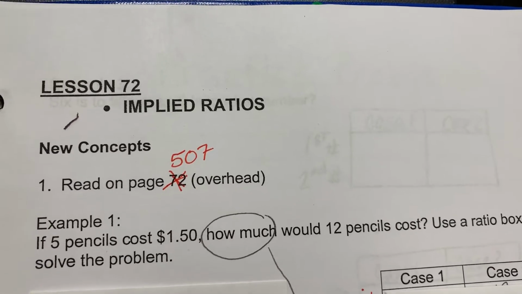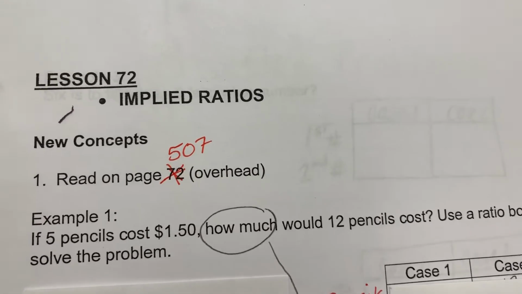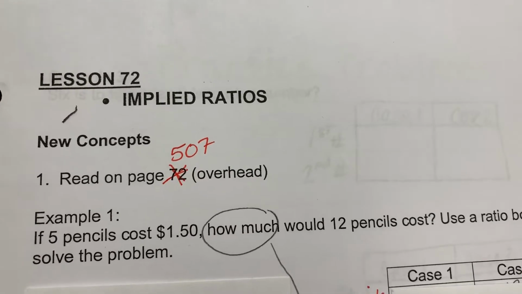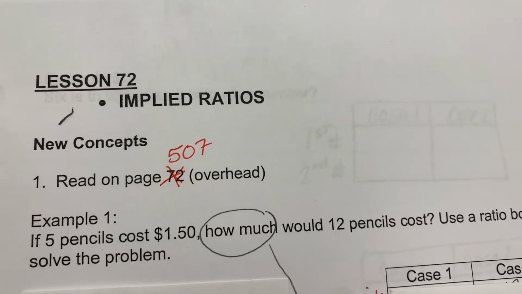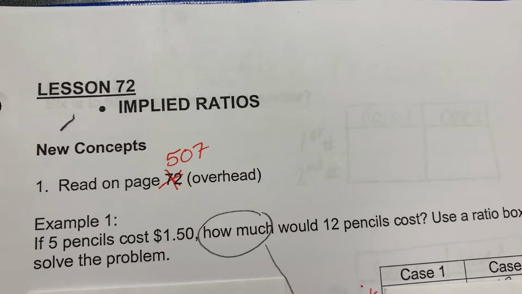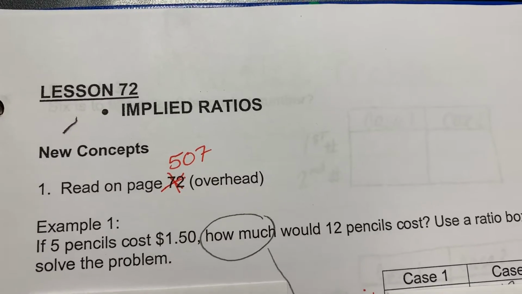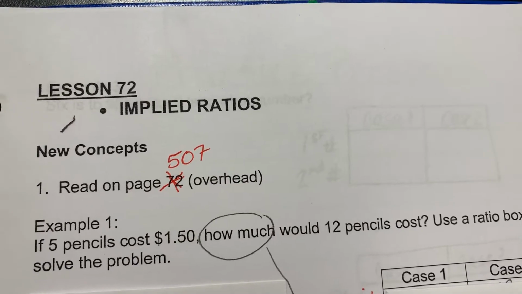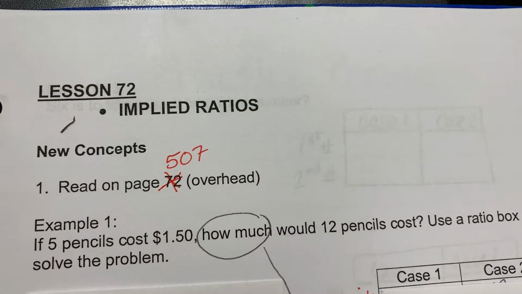Hi everybody, we're going to take a look at lesson 72, which deals with implied ratios. And implied means that we're pretty sure it's there, but it doesn't come right out and say it. Okay, so before we begin, hit pause, and I'd like you to read page 507 in your book.